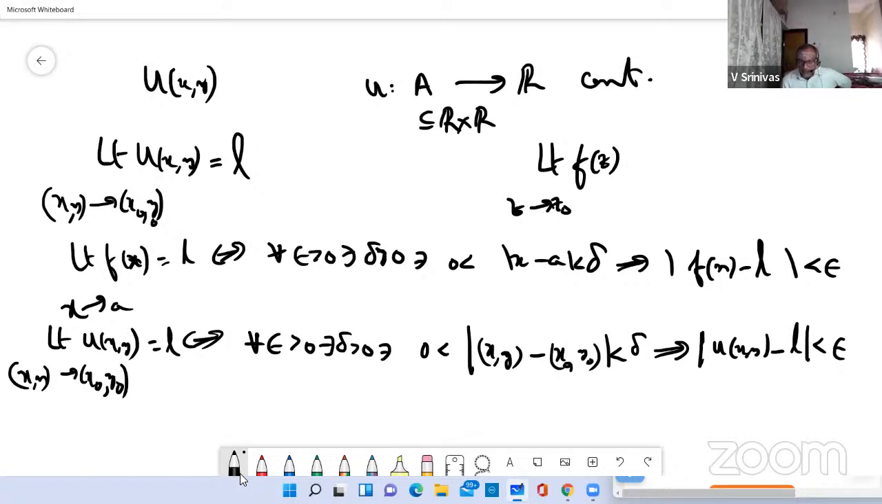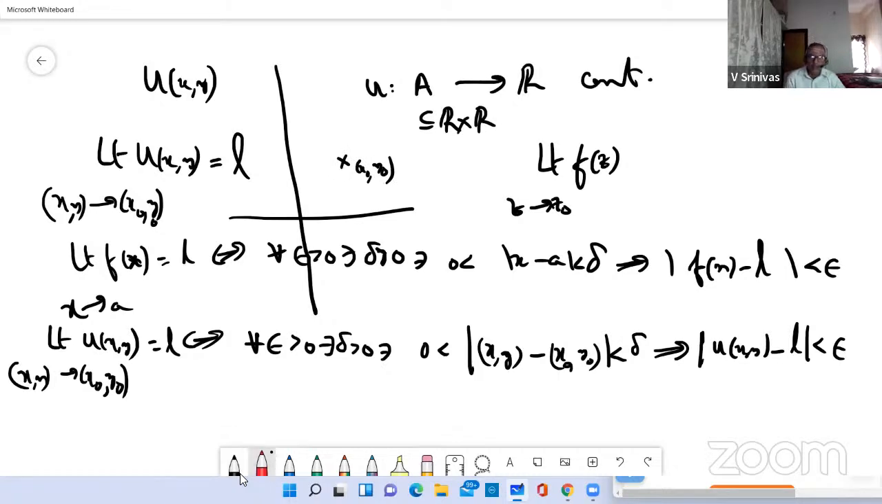And here, this is a delta neighborhood of a, and we replace it by a delta neighborhood of x naught, y naught. Here, x is approaching a, and the point x comma y, this ordered pair, is approaching the ordered pair x naught comma y naught. So here you have to take an ordered pair. So this is a delta neighborhood of x naught, y naught in R2. What is the meaning of this? See, this is a point x naught comma y naught. Around this you are taking a delta neighborhood.